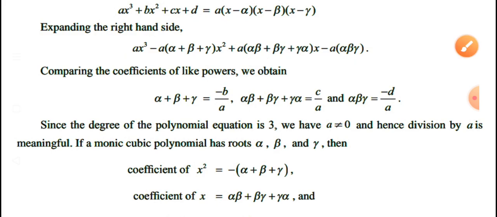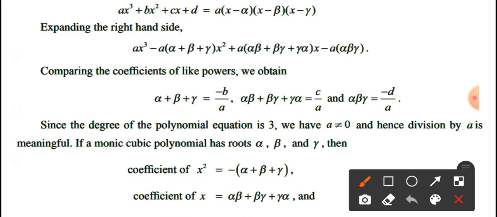Now comparing the coefficients of like terms on both sides, that is, on the left hand side, the x cube coefficient is what? A. The x cube coefficient is A. Here in the right hand side, the x cube coefficient is what? Here also A. There is nothing else. Okay. A is equal to A.